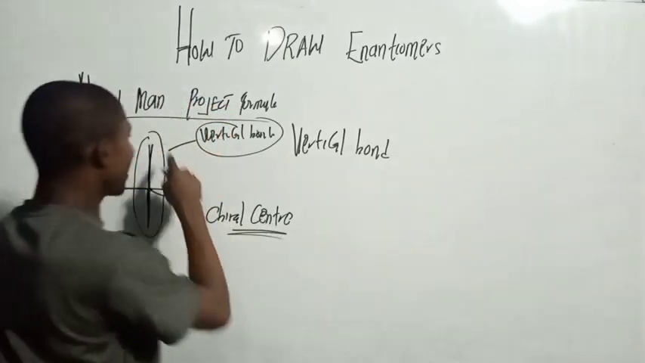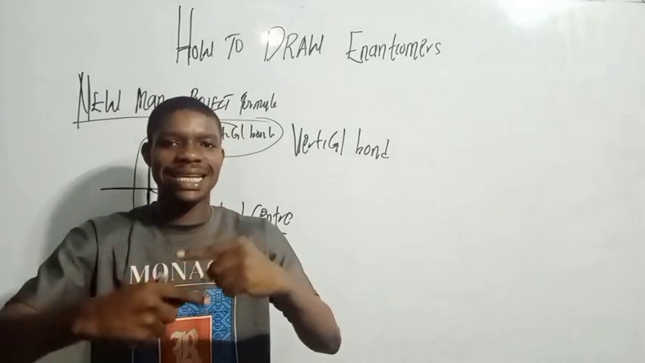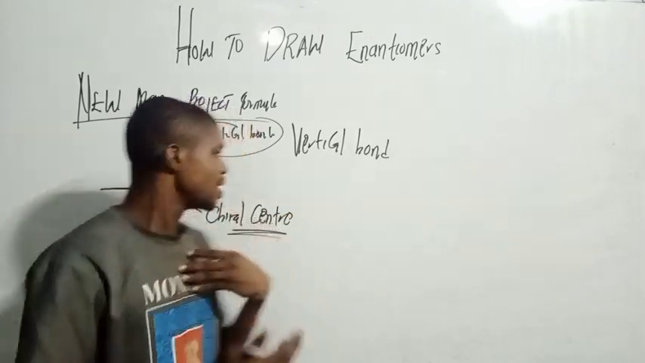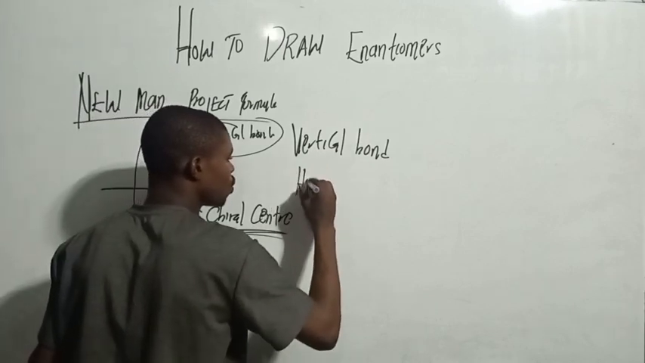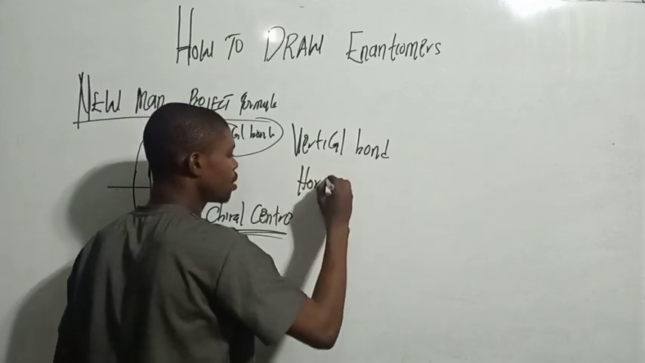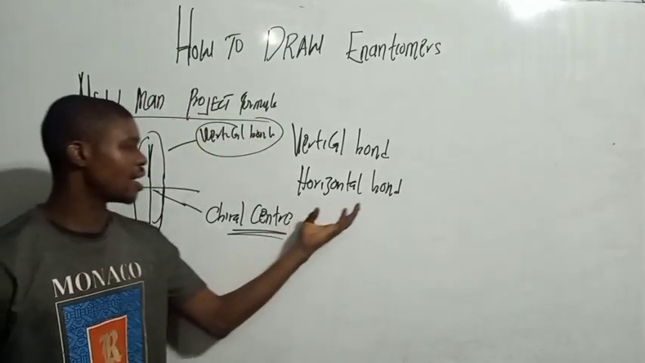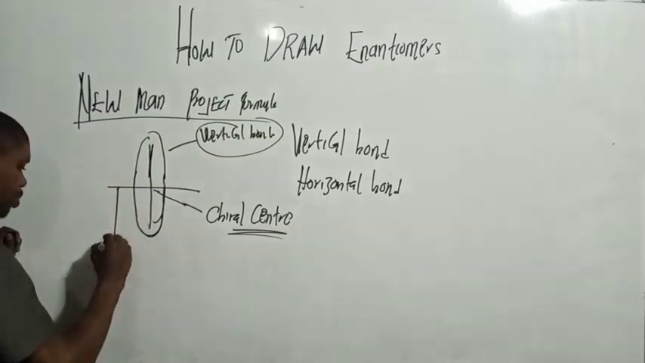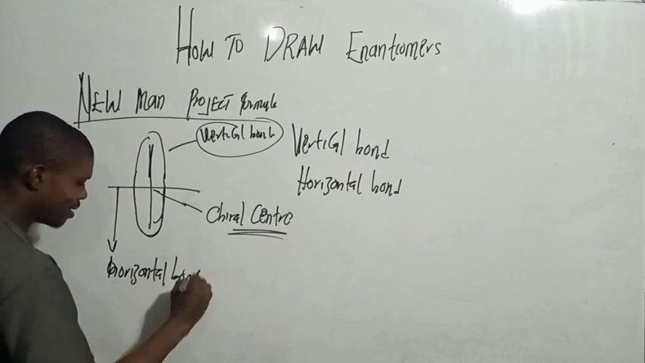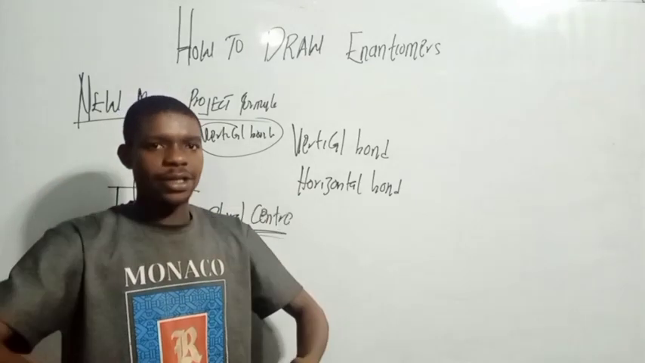So any object on that vertical bond is pointing away from you, extending to the back of the plane of the paper. This is what you really want to understand. Then we also have the horizontal bonds. The horizontal bond is the bond that points towards you.